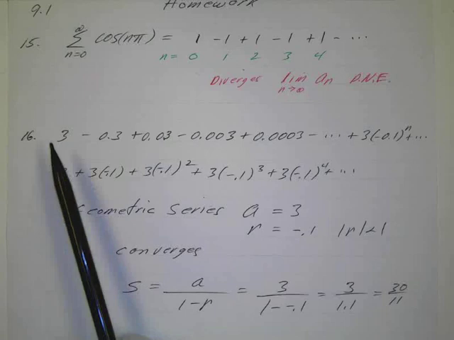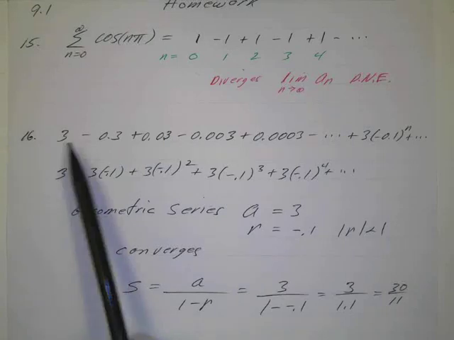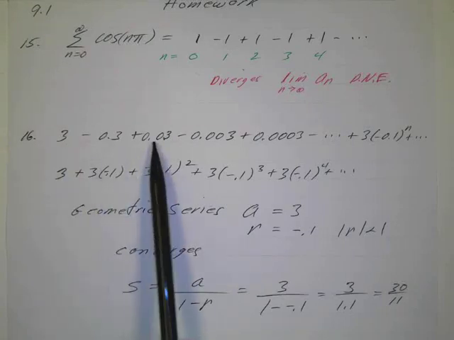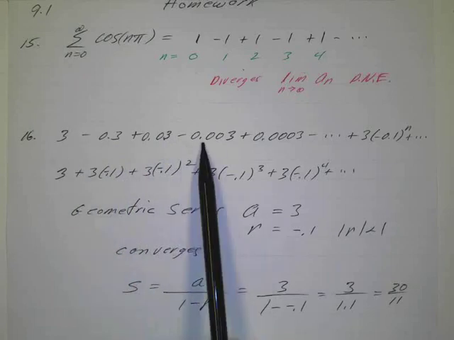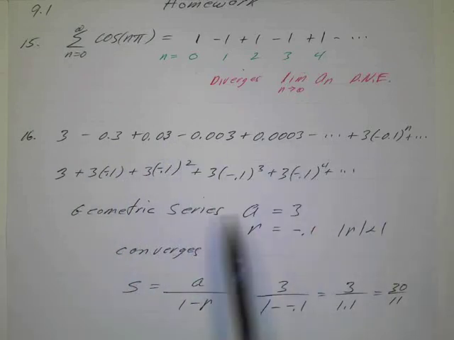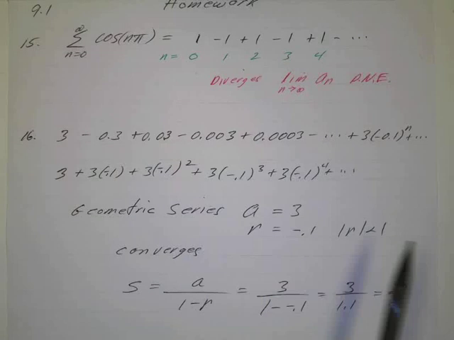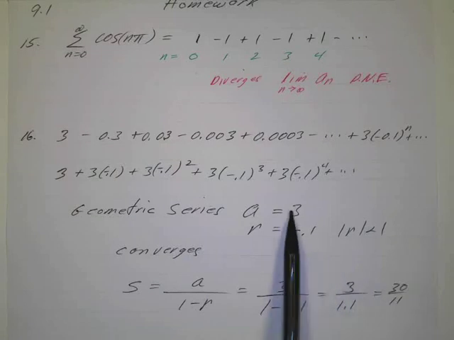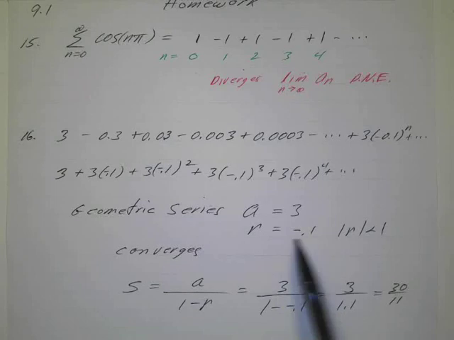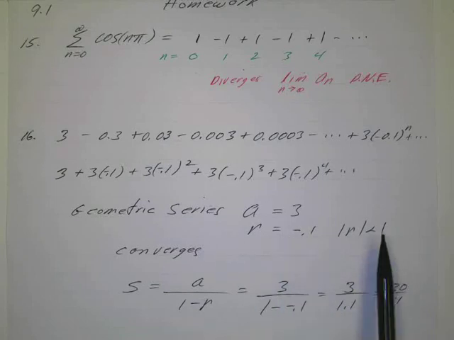Another way to look at this: if I take this 3 and take a tenth of that, I move the decimal 1 to the left, then 2 to the left, 3 to the left, 4 to the left. So this is what I have. I have a geometric series with a common ratio of negative 0.1 and an initial term of 3. Since the absolute value of negative 0.1 is less than 1, it does converge.